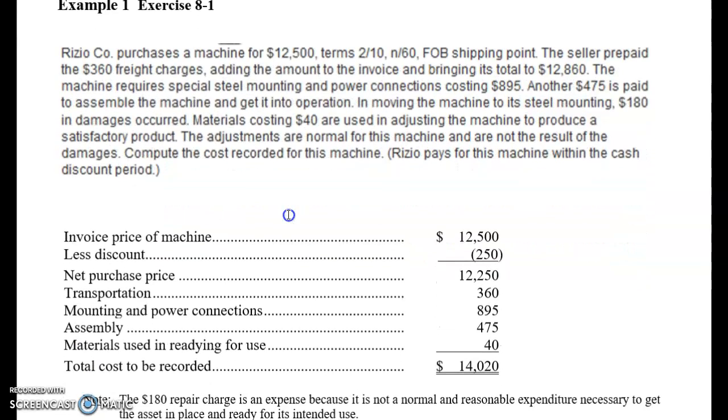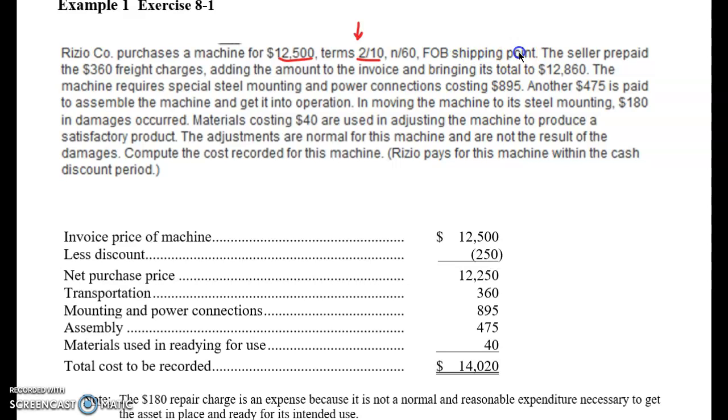Let's look at a problem. Rezio purchases a machine, and I normally say, hey, y'all read it, but I want to walk you through this one. Purchases a machine for $12,500. Terms 2/10, net 30. So if you do take advantage of the discount, pay it in full in 10 days, you get a 2% discount. Let me just say it that way. Otherwise, do it in 60 days.